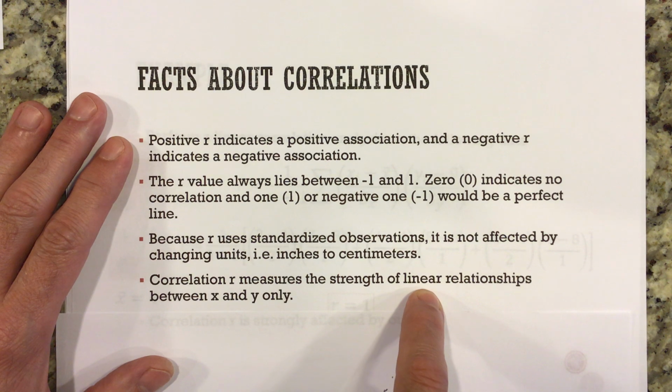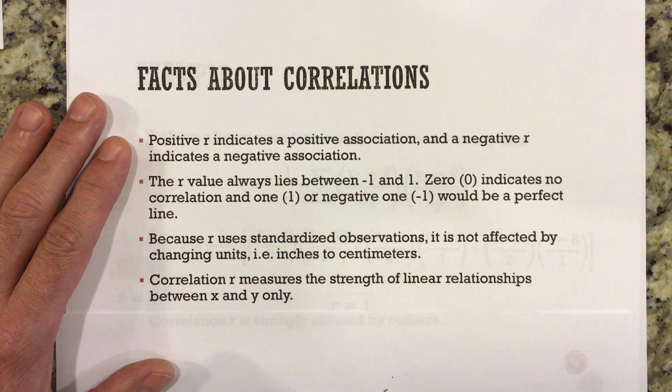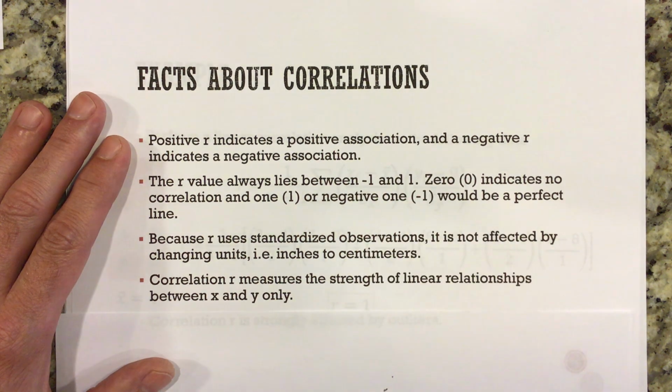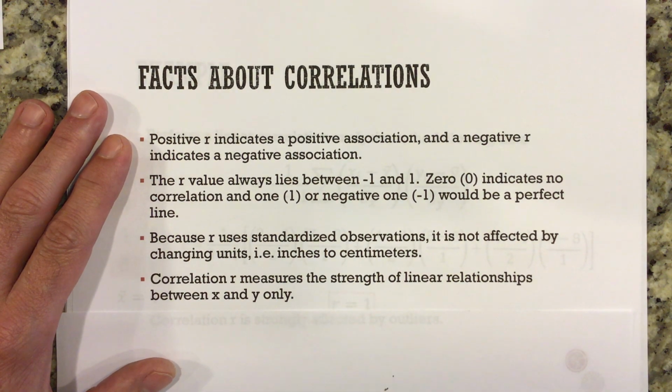If it's quadratic, we could take square roots. That'll linearize it, and so on and so forth. So when we get to chapter 4, we'll learn how to take a curve and make it linear or approximately linear, and then calculate the correlation. Okay, so just remember, we use this for linear relationships only.